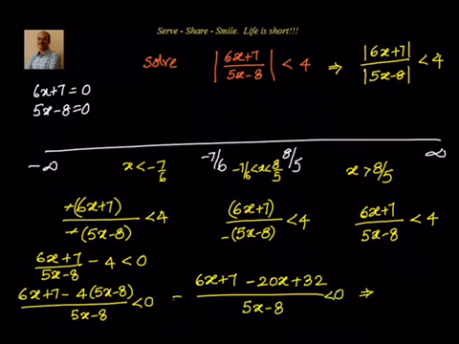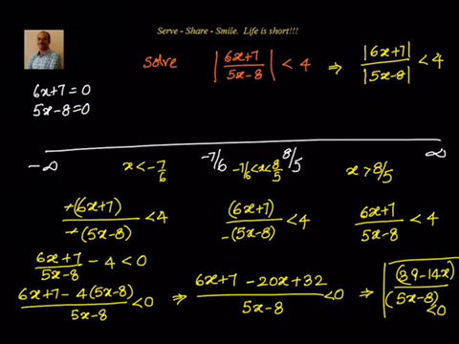I can also write it as 39 minus 14x divided by 5x minus 8 is less than 0. So remember this part. This we will write down in the first case. So that will be the equation for the first one. So x is less than minus 7 by 6. We just took the LCM. We found our equation. I'll write it on top of this.